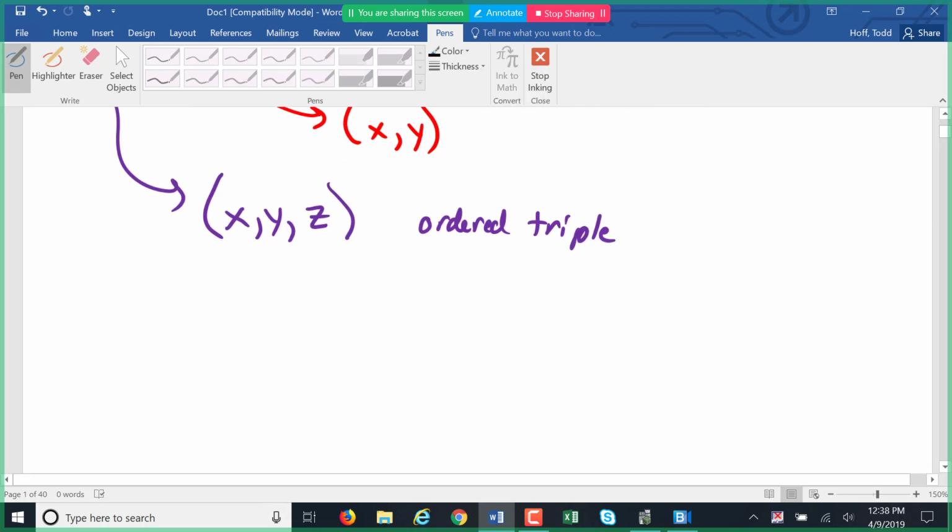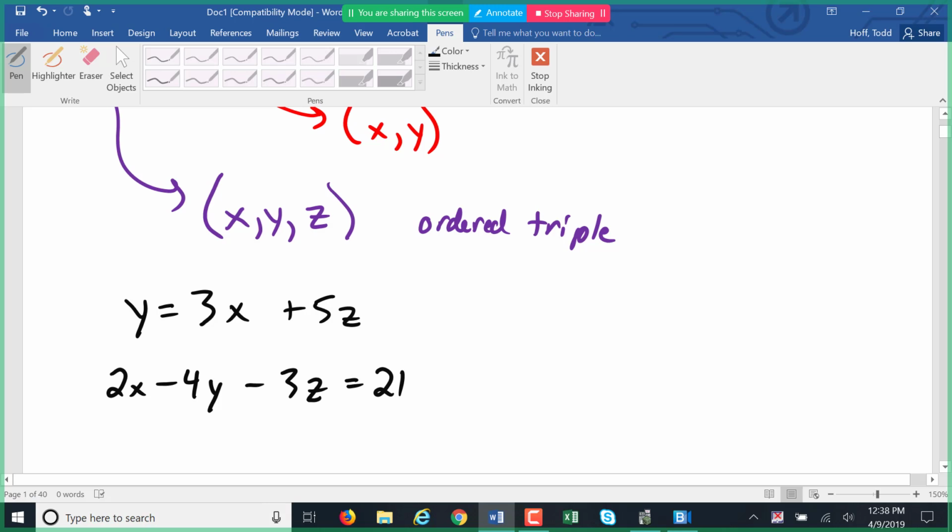So an example might look something like this. y equals 3x plus 5z. Notice no powers on any of the variables. 2x minus 4y minus 3z equals 21. Those would be linear equations in 3 variables.